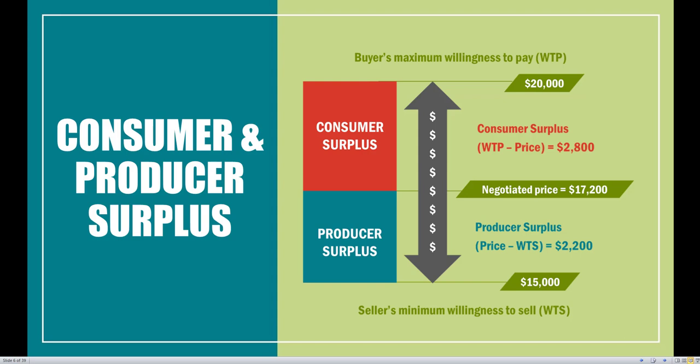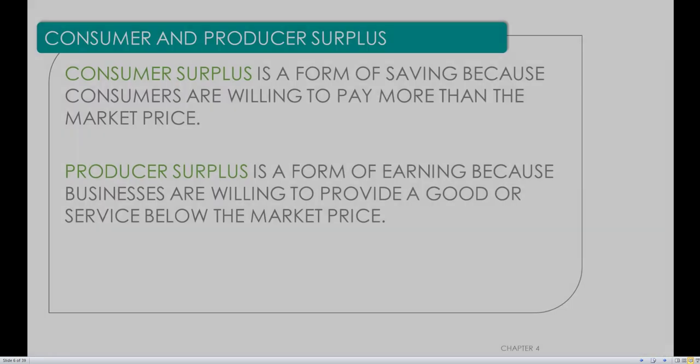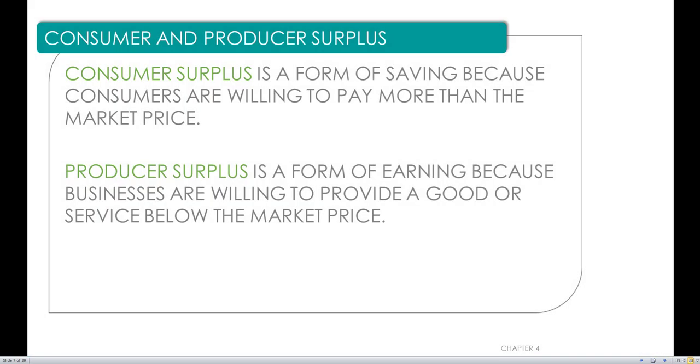So to wrap up this idea of consumer surplus and producer surplus, we once again reiterate a few of the things we've already said. Consumer surplus is a form of saving because consumers are willing to pay more than the market price. We have a willingness to pay that is going to be higher for a vast majority of goods and services that we see in the marketplace. And producer surplus is a form of earning because businesses are willing to provide a good or service below the market price. So their willingness to sell is a lot lower than what the market price actually is. With this idea of consumer surplus and producer surplus, we're going to apply this graphically to our supply and demand model and see what this looks like in illustration form. We'll also bring in the idea of algebra and geometry just a little bit more.